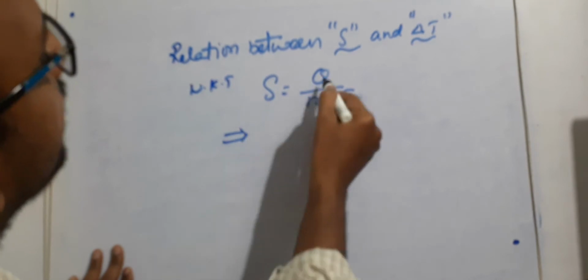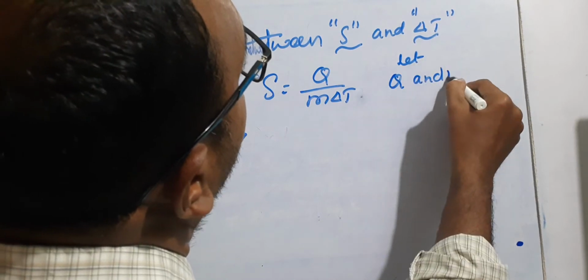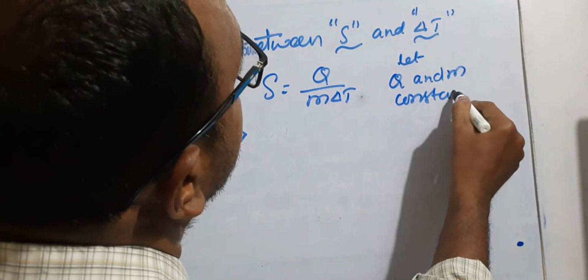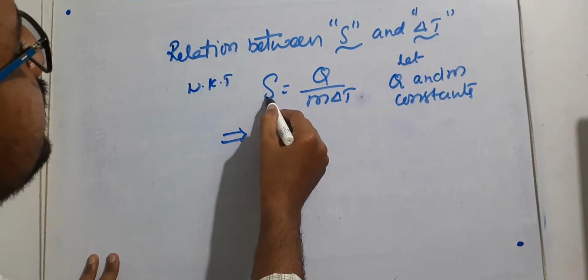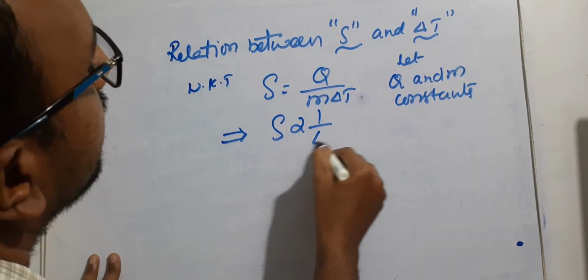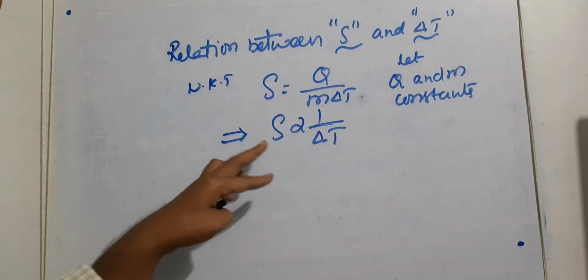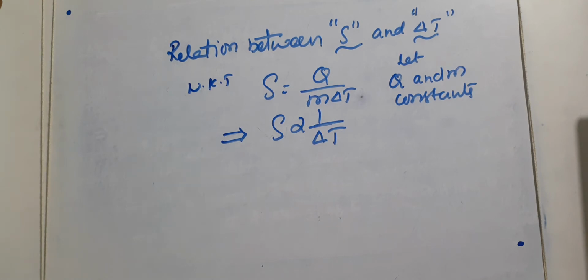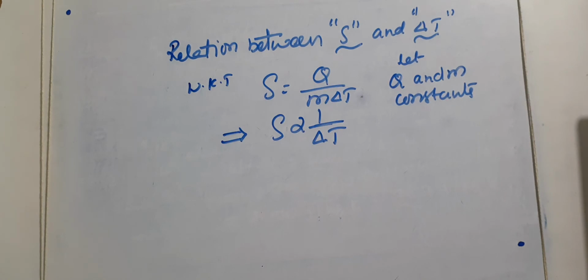If Q and M are constants, then you can see S is in the numerator position in this formula and delta T is in the denominator position. So the relation between these two is that S is inversely proportional to delta T, the change in temperature. It means that for any material, when specific heat is higher, the change in temperature will be lower.